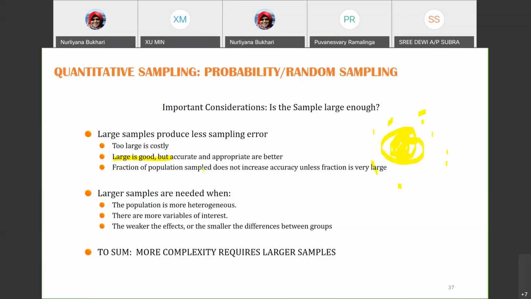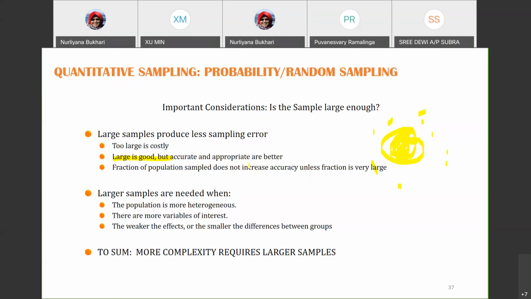A larger fraction of the population sampled does not increase accuracy unless the fraction is very large, like 0.5 to 0.9. Then it's actually good. You just have to have those who represent the sample, which means shop carefully. Don't get the expired one, don't get the one that you don't want. Be selective, although it's random.